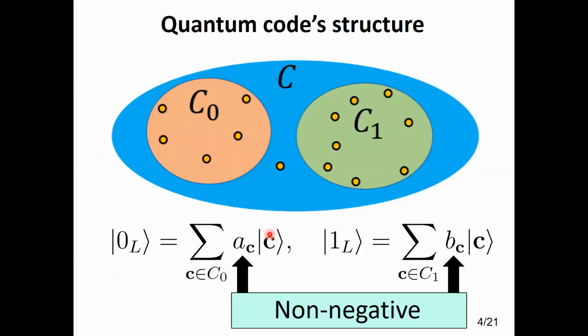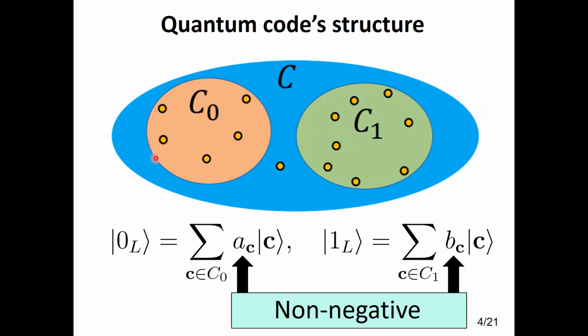I'd like to begin by explaining how we can design a logical qubit using any classical code. Let us begin from any classical code C. This classical code has no a priori restrictions on its structure. It doesn't have to be linear. It doesn't have to be additive. It's just a set of symbols over some alphabet.